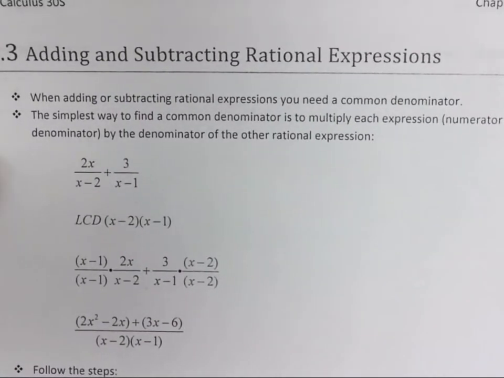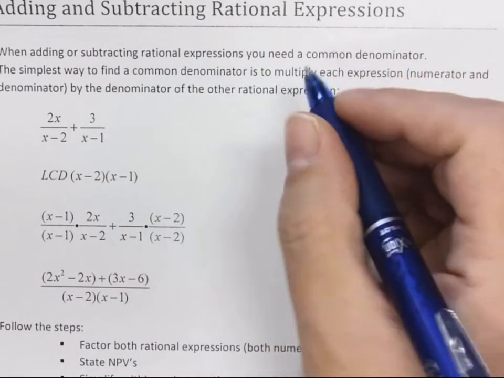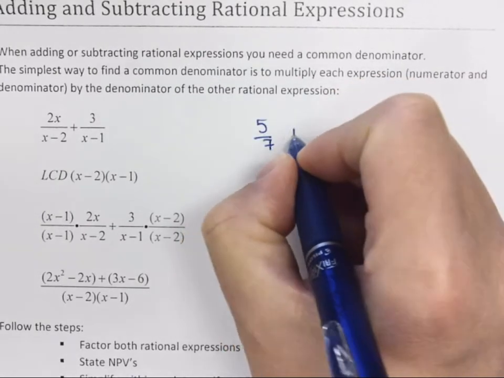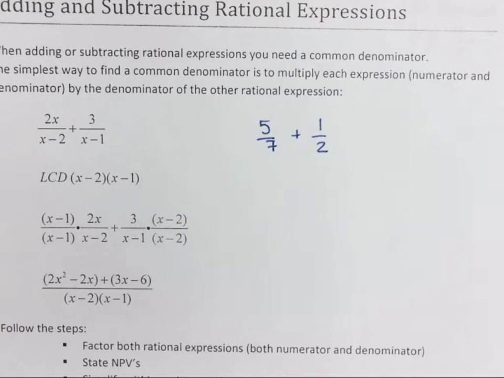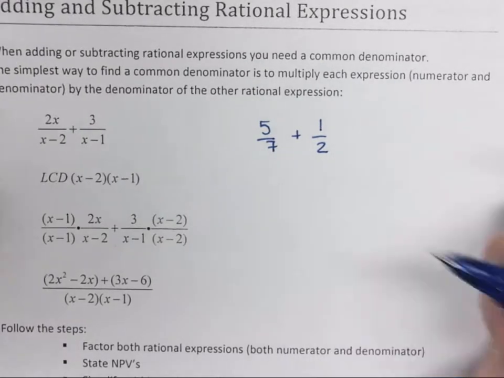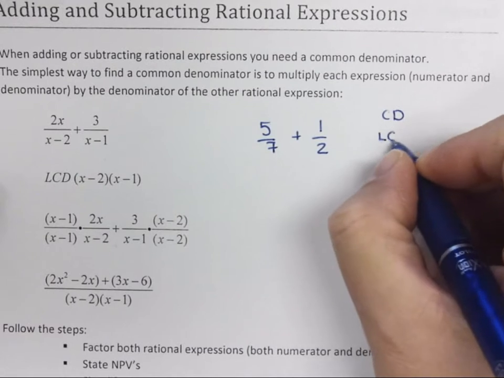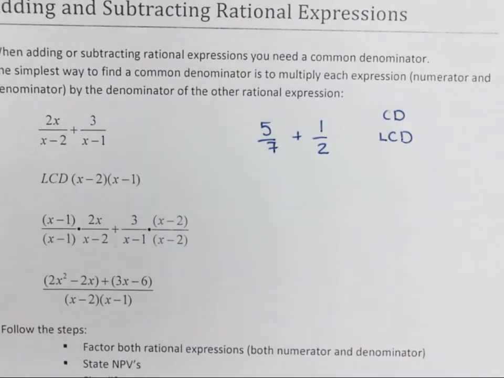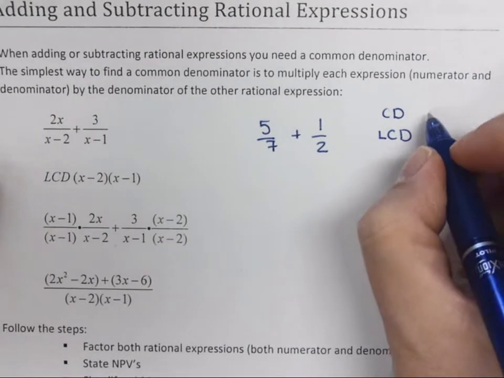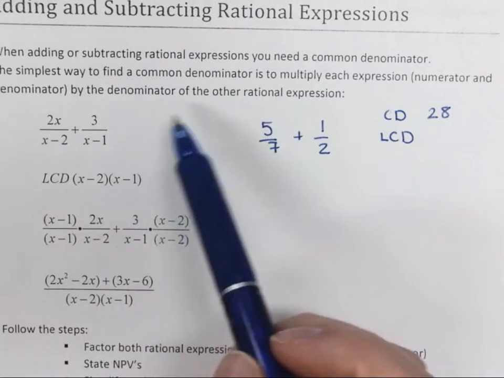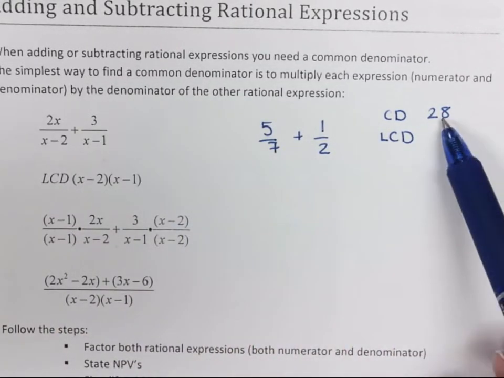Okay, let's do some old school adding and subtracting fractions. So if I have 5/7 plus 1/2, what do I need before I can add fractions? Common denominator. Thank you. Common denominators. So we have common denominators and we have lowest common denominators. A common denominator would be 28. Both 7 and 2 divide evenly into 28.